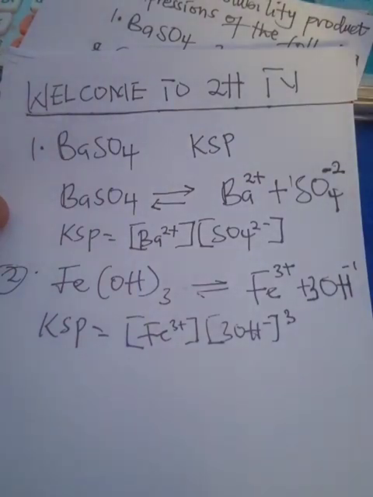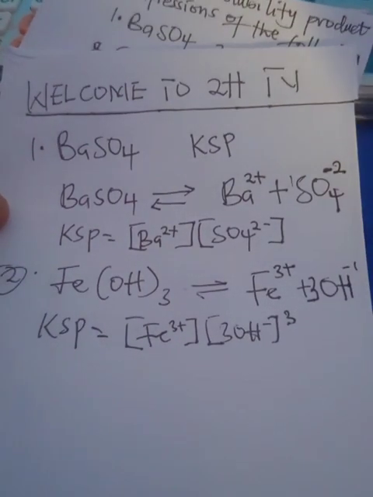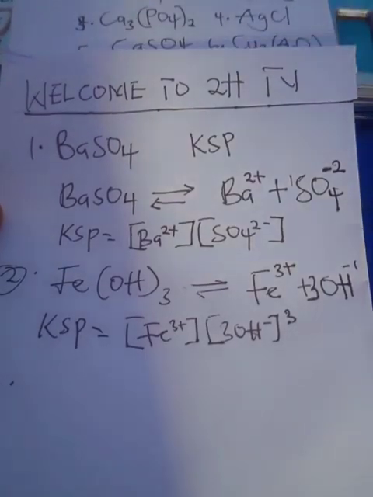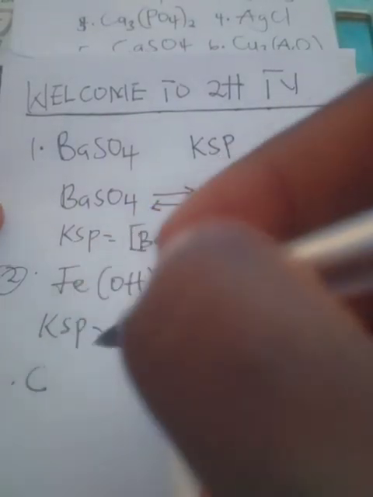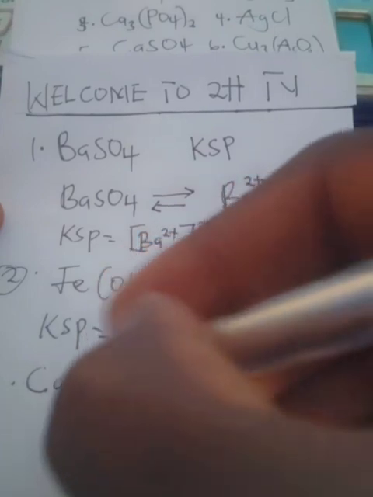So this is how you write the Ksp, the solubility product constant of iron 3 hydroxide. So let's quickly look at the third example, example 3. We have calcium phosphate, right?